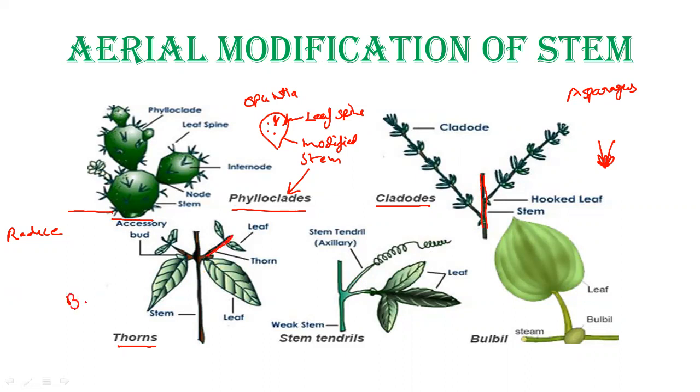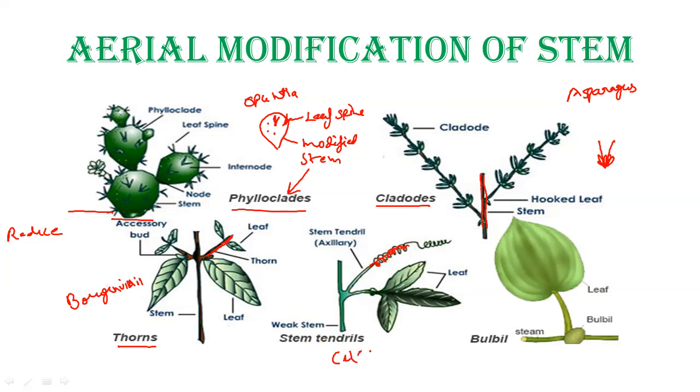It is found in bougainvillea, and also it protects the plant from grazing animals. Stem tendril. When axillary bud is modified into a coiled and spiraled structure like this, that is tendril, and it is found in weak plants where the stem can't stay erect. So these tendrils help the plant to climb upon.